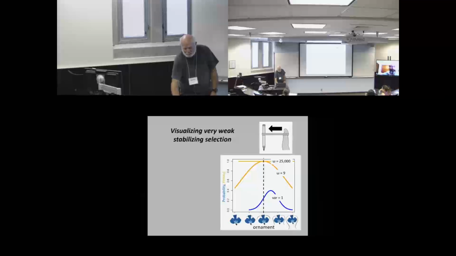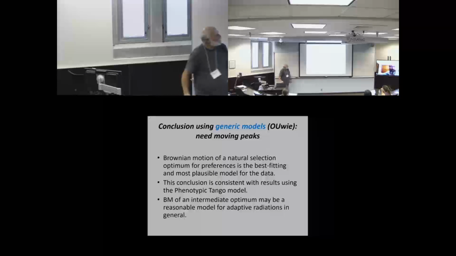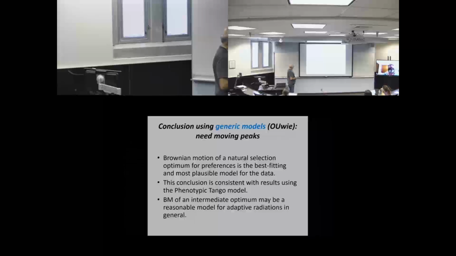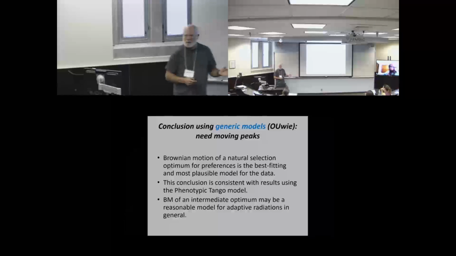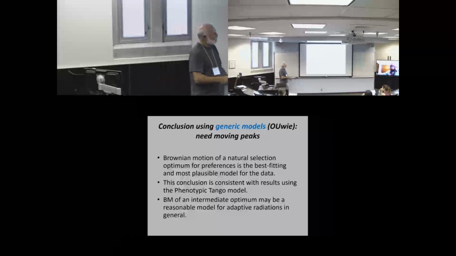All right, so here's our conclusion from this part. Brownian motion of a natural selection optimum is probably the best interpretation. We don't have to make weird assumptions that we've got very small effective population size for millions of years in the one part of the radiation. And that conclusion is consistent with our qualitative results from the phenotypic model exercise, that you have to have really weak selection on preferences, but we can do it easily with preference movement.